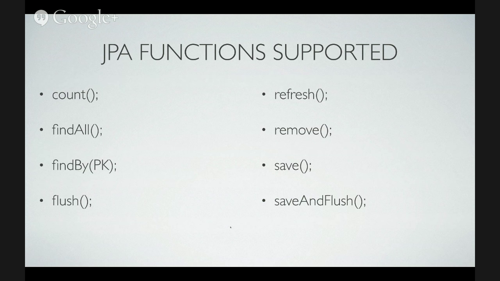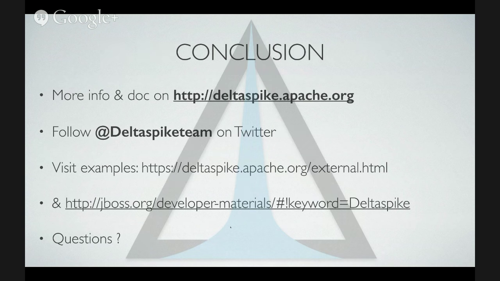And that's all. As I said during all the slides, you can find more information or documentation on the website, deltaspike.apache.org. You can follow the Twitter account for DeltaSpike. You have a lot of examples on the website. You also have different examples elsewhere, so it's interesting to browse both places. On the JBoss developer website, we've got a lot of nice quickstarts or examples around DeltaSpike.